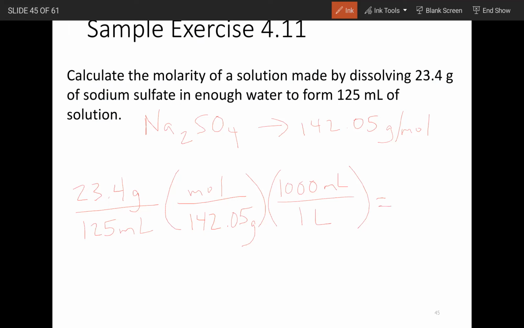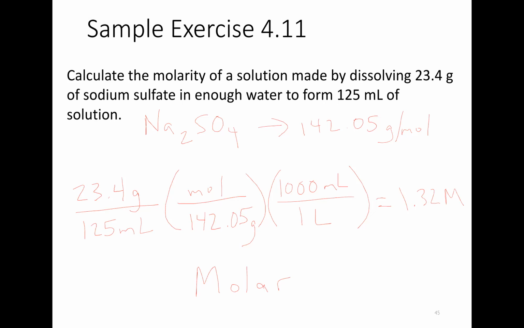When we go through and actually plug this one in, we'll see that it has a molarity of 1.32 molar. The way we describe molarity is just with molar. So in this case, it'd be a 1.32 molar solution of sodium sulfate. The capital M just represents the molarity there.